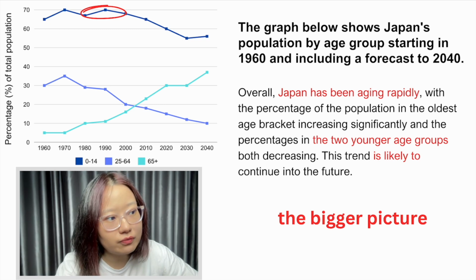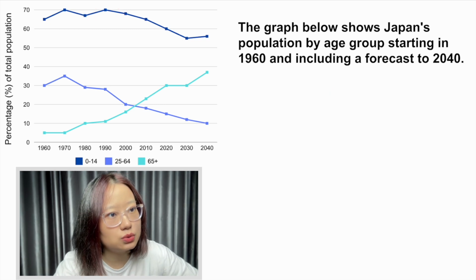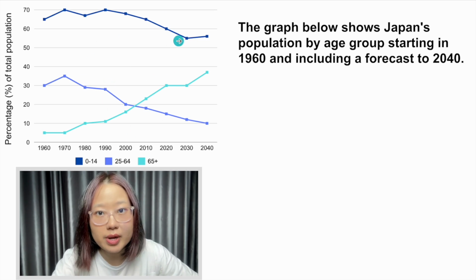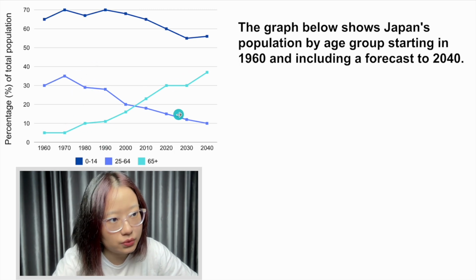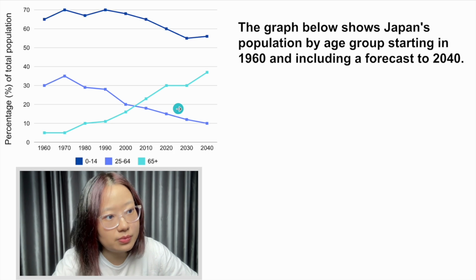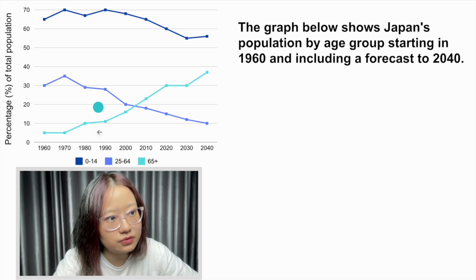The overview paragraph is done. Now let's move on to details paragraphs. So which age group should we describe first? Remember, the overview paragraph says this country is aging. So which category can show that this country is aging? These two age groups, right? The oldest age group is increasing and the youngest age group is decreasing. This can show that Japan is aging. So it makes sense to describe these two categories first.